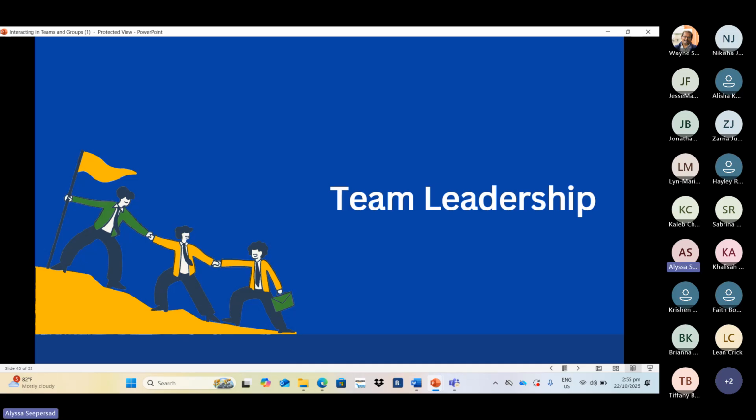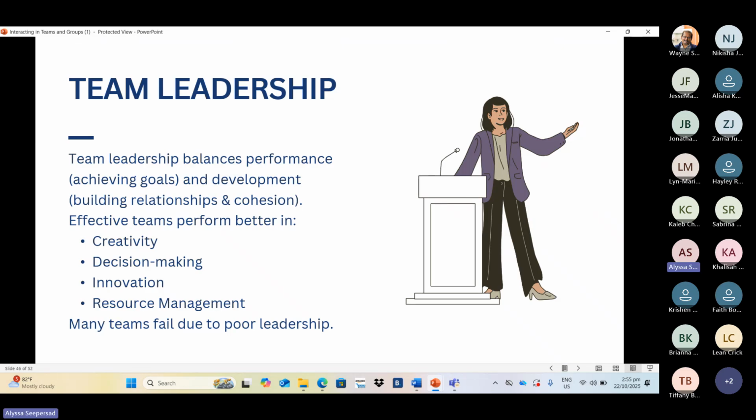Moving on to team leadership. So, here we have team leadership balances performance, which is achieving goals, and development by building relationships and cohesion. Effective teams perform better in creativity, decision making, innovation, and resource management. Many teams fail due to poor leadership.